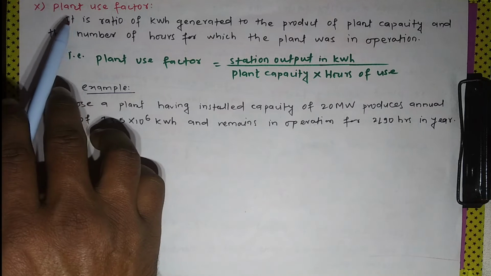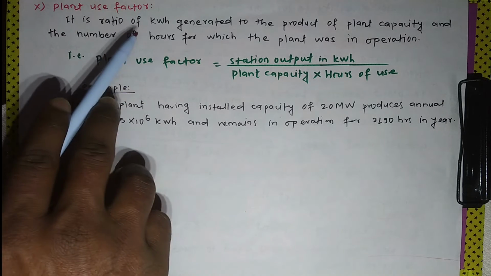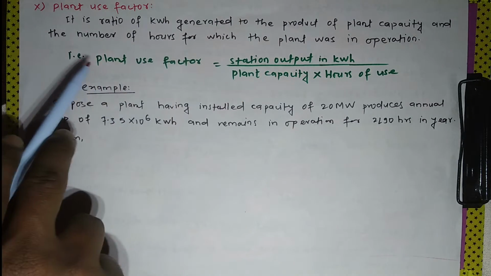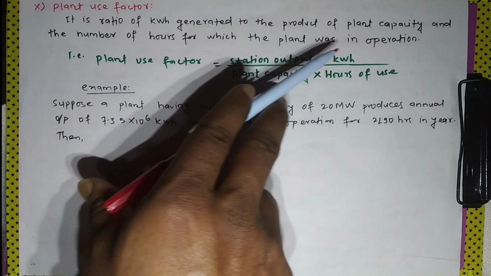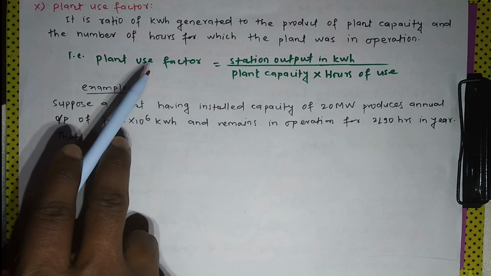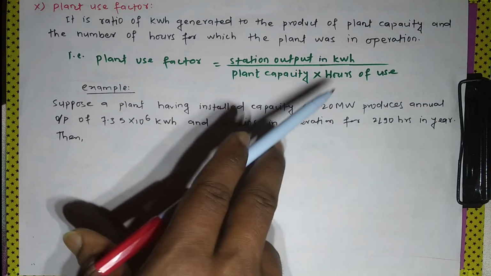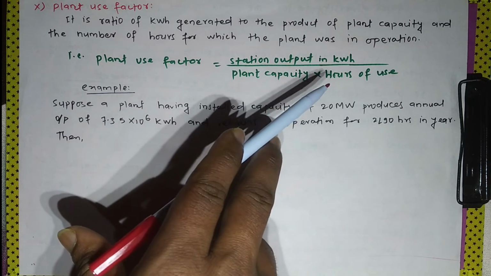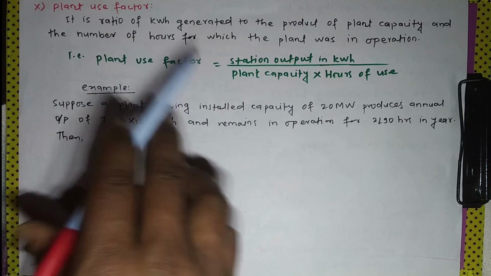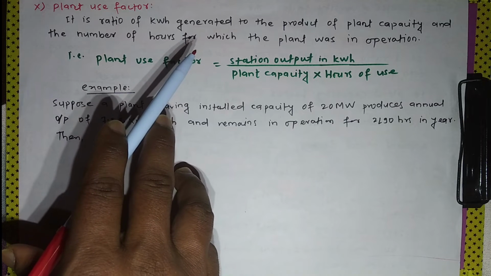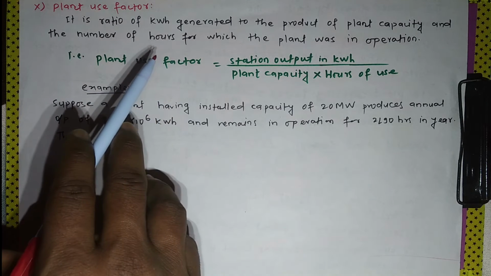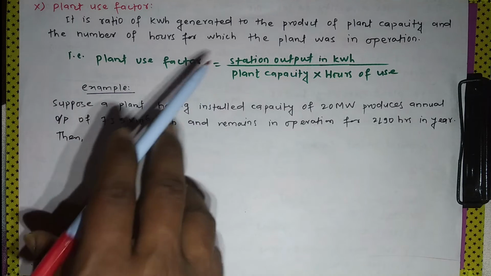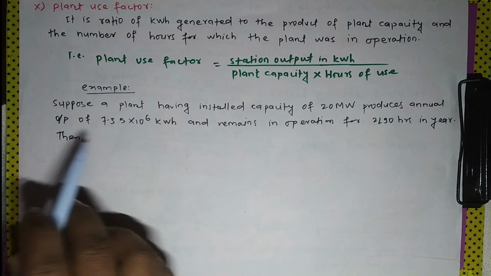Now let's talk about the plant use factor. It is a ratio of kilowatt hour generated to the product of the plant capacity and the number of hours for which the plant was in operation. That is, plant use factor is station output in kilowatt hours divided by plant capacity into hours of use. This plant use factor indicates how much we use the plant or the output of the plant or station. Let's understand this by an example.